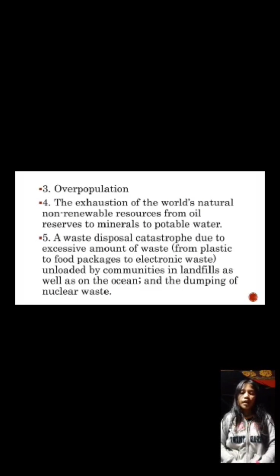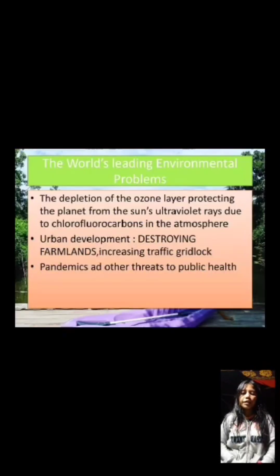And the fifth one is a waste disposal disaster caused by enormous amounts of rubbish, ranging from plastic to food packages to electronic waste, being dumped in landfills and bodies of water by communities, and the dumping of nuclear waste materials. And the next one is acid rain resulting from fossil fuel combustion, toxic compounds emitted by erupting volcanoes, and vast piles of rotting vegetables clogging landfills or strewing the streets.